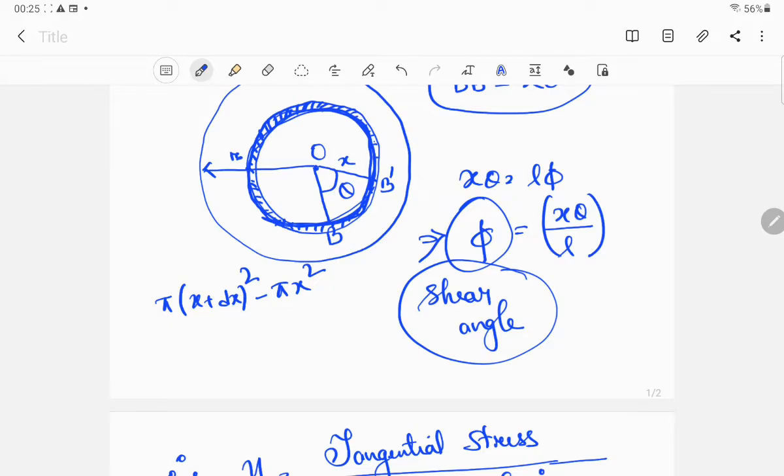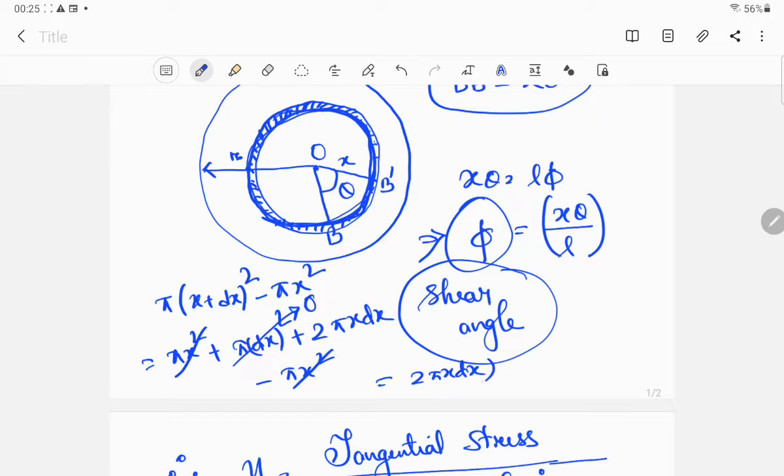Okay, so it will be pi x square plus pi dx square plus 2 pi x dx minus pi x square. And this dx is itself a small quantity, so its square will definitely become 0. So it is ultimately equal to 2 pi x dx. So this shaded area is nothing but 2 pi x dx.